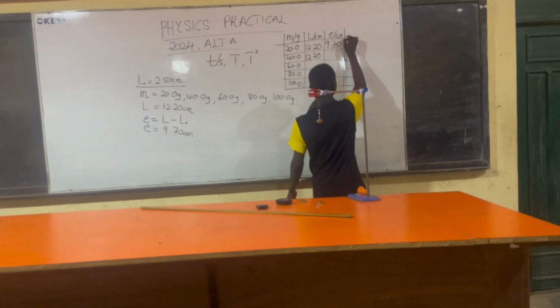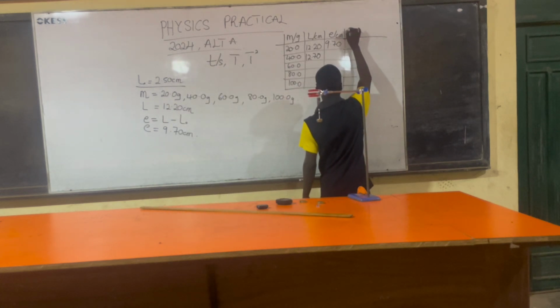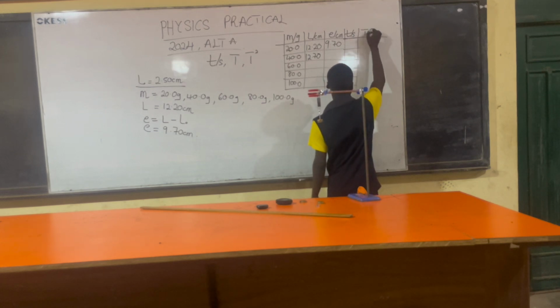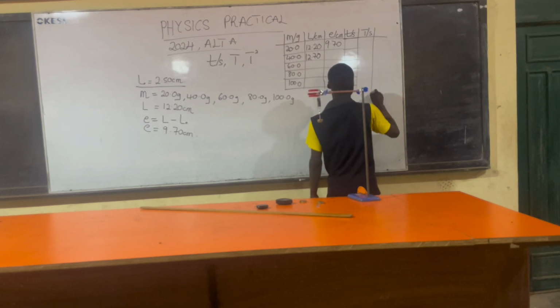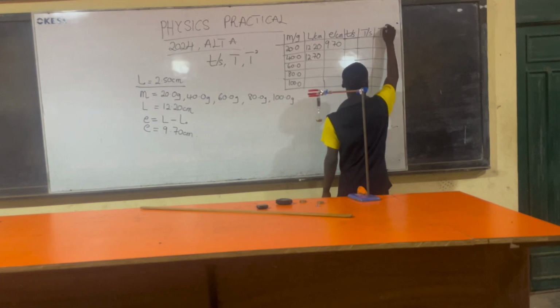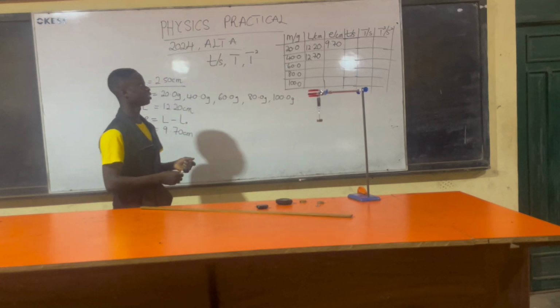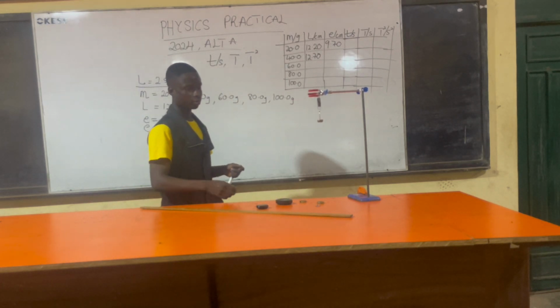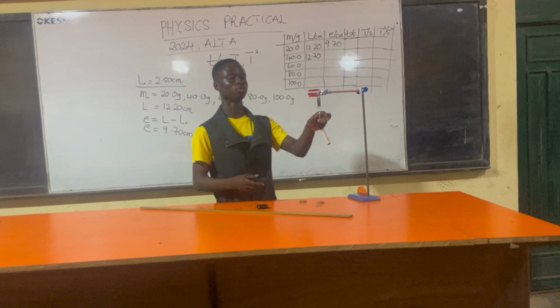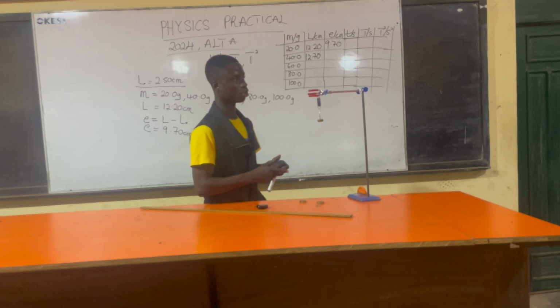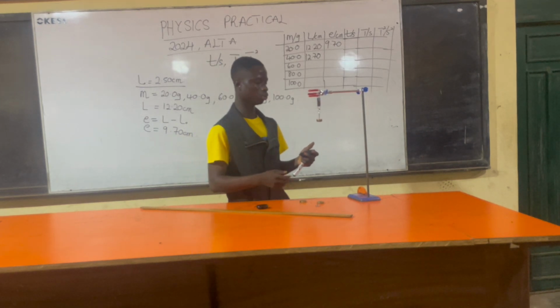For our table of results, we have t in seconds, then capital T also in seconds, then we have our T squared in seconds squared. So we have to set this to vertical oscillation, then we record our time for it. So let's do that.